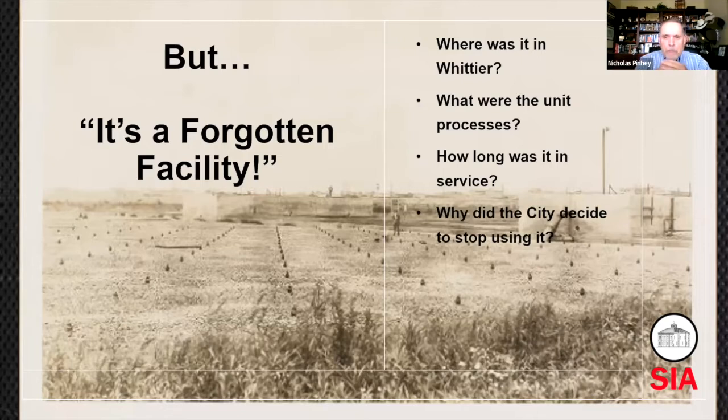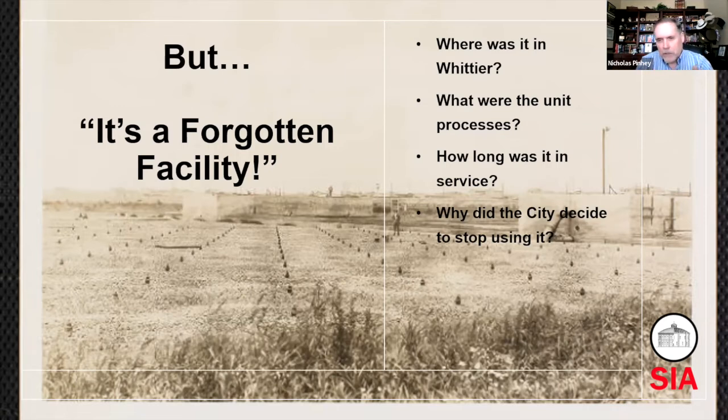So the city of Whittier's sewage treatment plant fit the definition of a forgotten facility. I determined that they had this plant. The first time I encountered it was when I was reading a history of the county sanitation districts of Los Angeles. And when I saw the mention of the city of Whittier's plant, it piqued my interest because it looked like it fit into the regionalization case studies that I was working on.